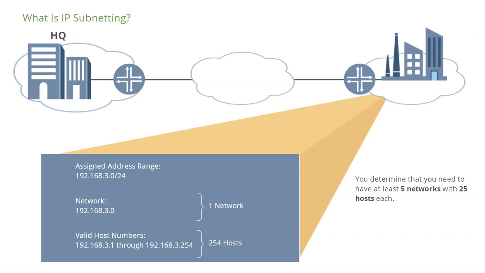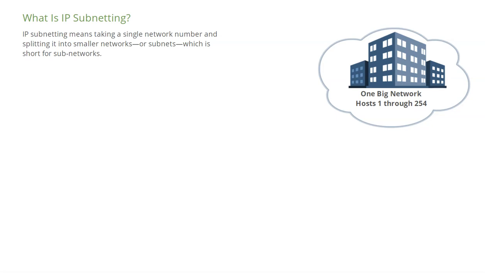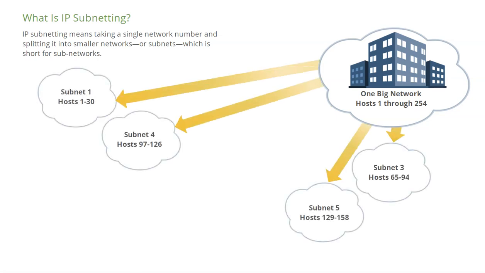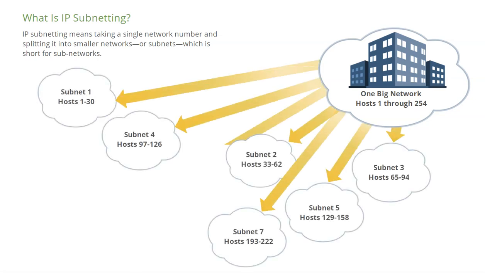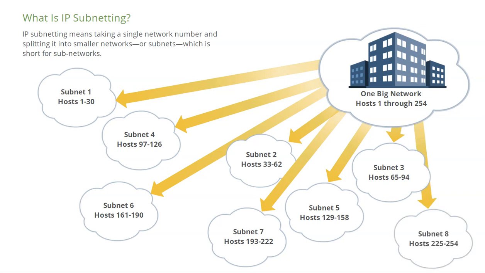Now, suppose you determine that you need at least 5 networks or separate broadcast domains, each requiring a unique network number. Each network will have no more than 25 hosts. How are you going to take this single IP address range and break it into smaller networks? The answer? IP subnetting. IP subnetting means taking a single network number and splitting it into smaller networks or subnets, which is short for subnetworks.